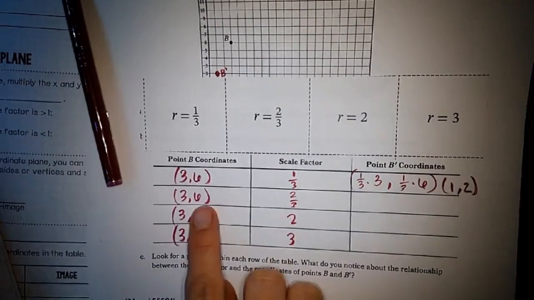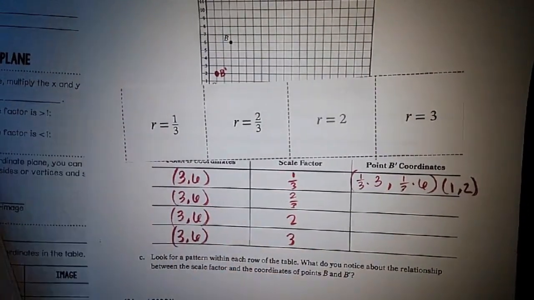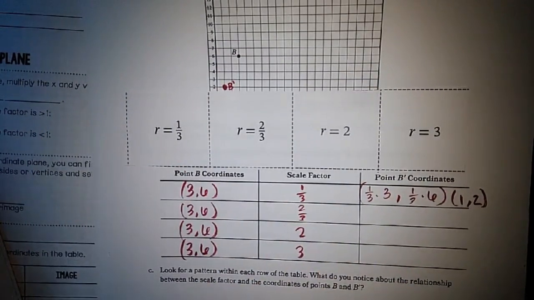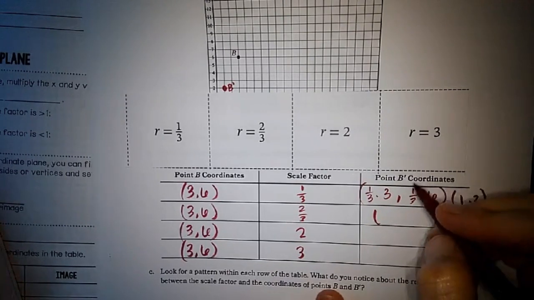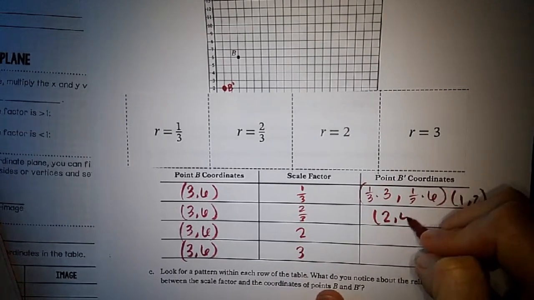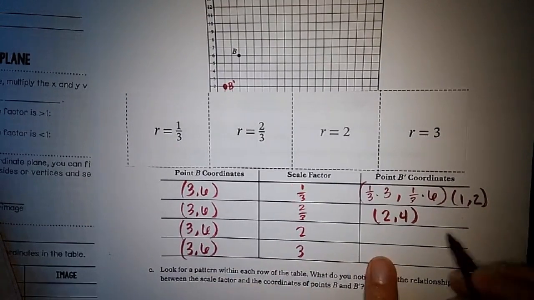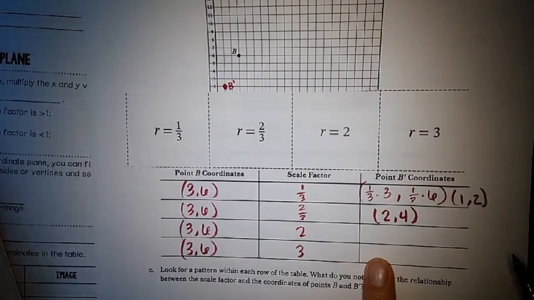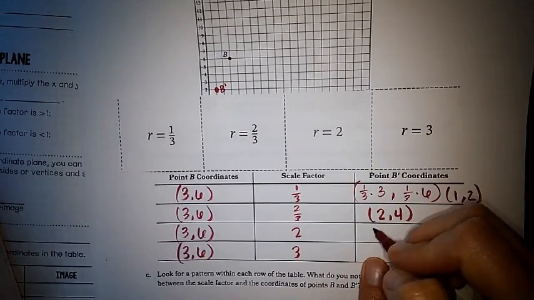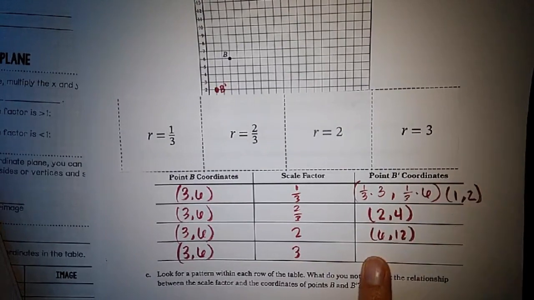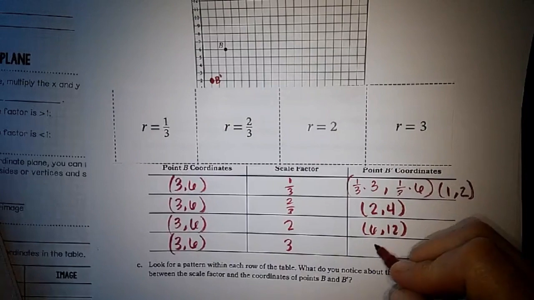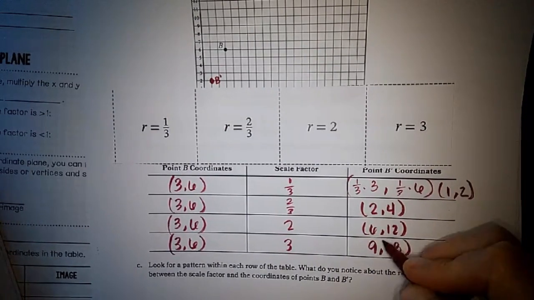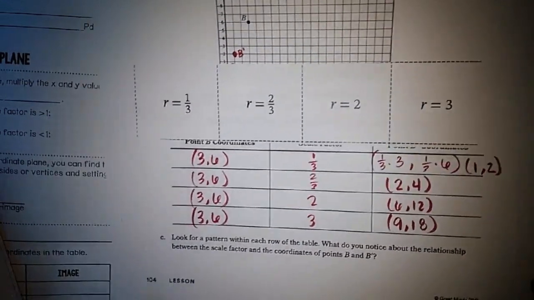Okay, so what did y'all get when we multiply 3, 6 times the scale factor of 2/3? What did y'all get for your B prime? 2, 4? Okay, and what did you get when you multiply times the scale factor of 2? 6, 12. Okay, and what happens when we multiply by 3? 9, 18. Okay.